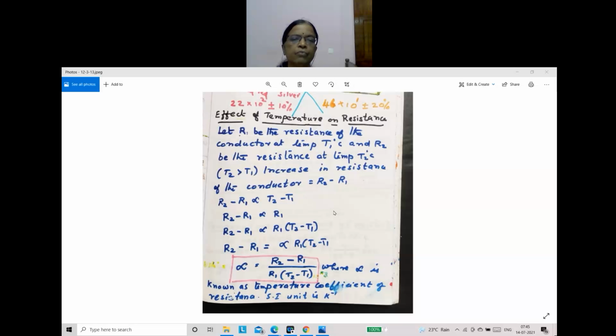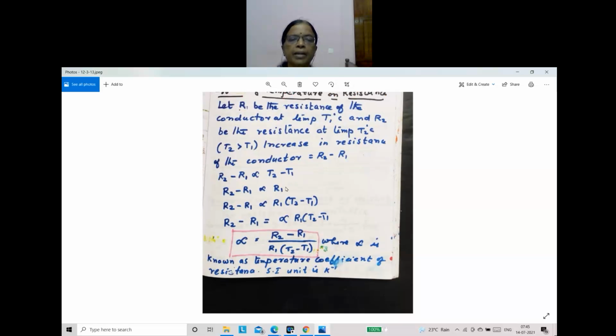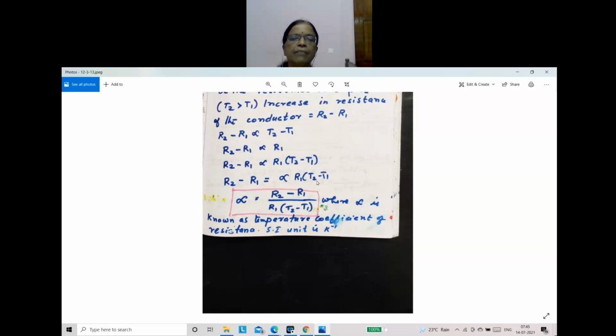R2 minus R1 is also proportional to the initial resistance. These two factors it depends on. Combining them, R2 minus R1 is directly proportional to R1 into T2 minus T1. So R2 minus R1 equals a constant alpha, the temperature coefficient of resistance, into R1 into T2 minus T1. Therefore, alpha equals R2 minus R1 by R1 into T2 minus T1. Very, very important formula: variation of resistance with temperature.